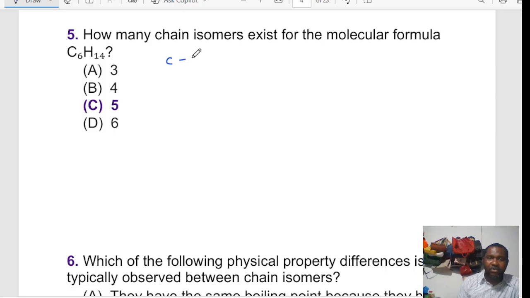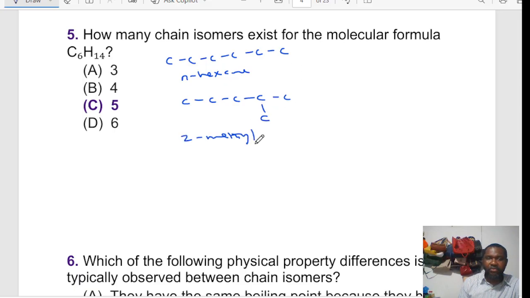I can start with 1, 2, 3, 4, 5, 6. This is called hexane, or I can call it n-hexane. So let's try 5: 1, 2, 3, 4, 5. Then the remaining one should be a branch. So this is 2-methylpentane, because it's in position 2, and this is pentane.